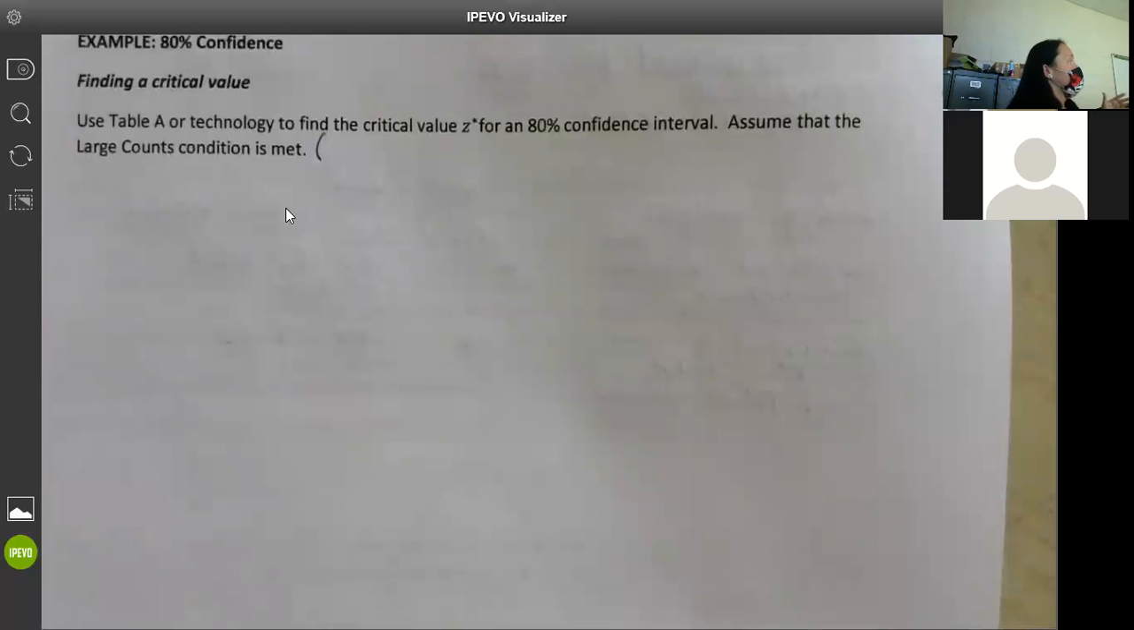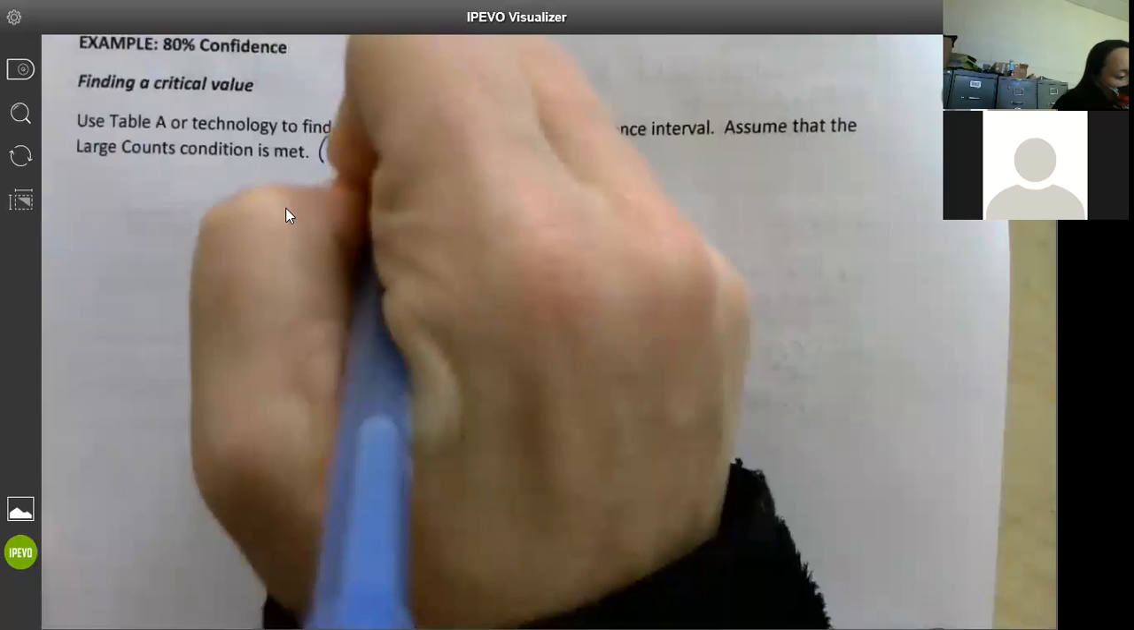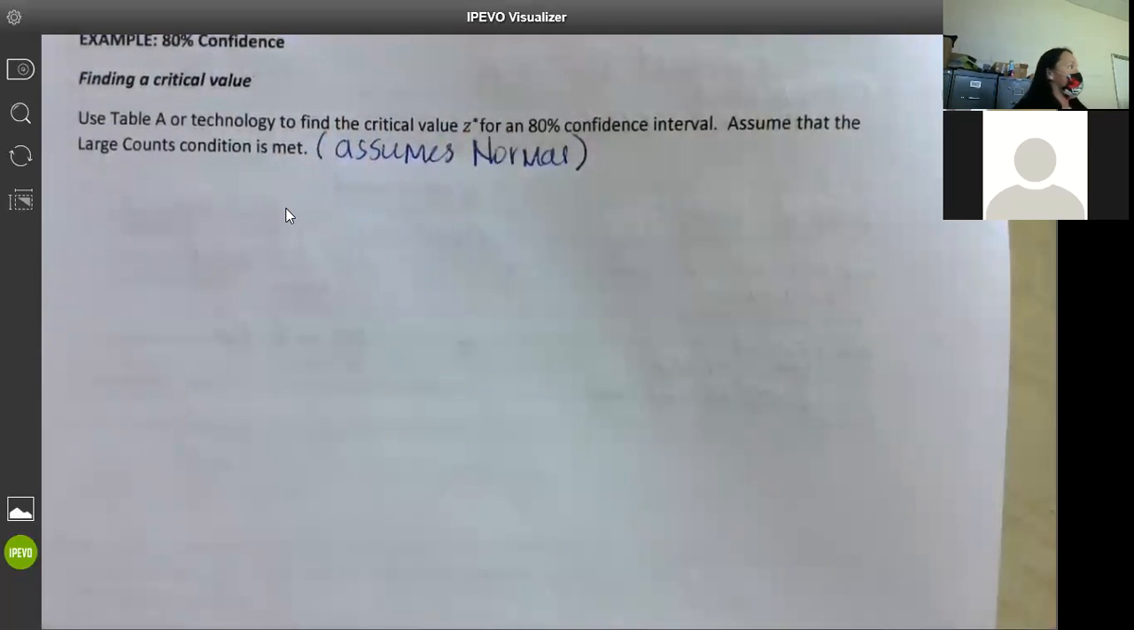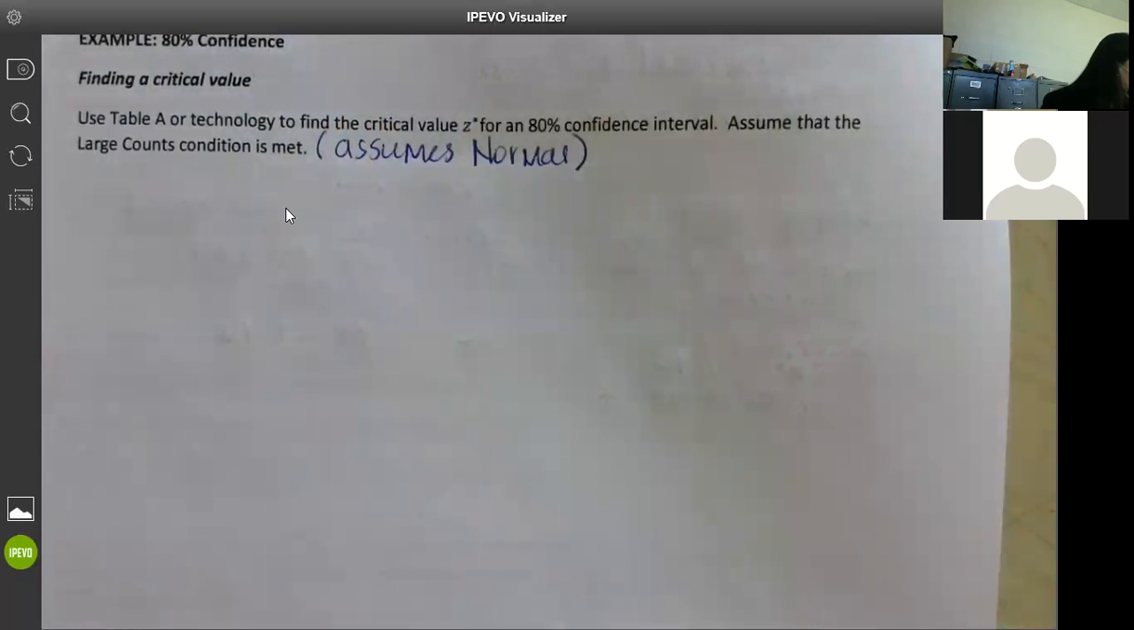We already found standard deviation. We used it in the, what did we use? Yeah, normal CDF. Well, why could we use normal? Because we made sure it was normal with large counts. So what does large counts do? Assumes normality. This is important because when can we use Z? When we standardize and make it a normal curve. It has to be normal. If you don't check normal, you're going to get the entire problem wrong. You have to check it before you can use it. Got it? All right. So using table A or technology, find the critical value Z star.